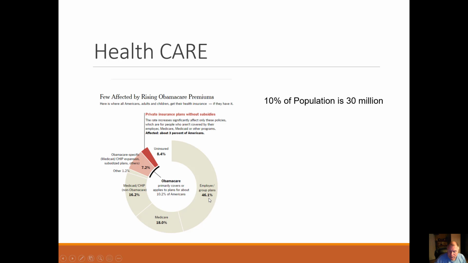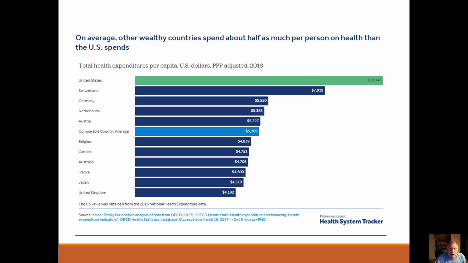When we look at this, 46% of Americans are covered by employer group plans. Medicare, which is for seniors, is 18%. Medicaid, provided by the states, is 16%. Obamacare is about 7.2%. And then the uninsured is still about 8.4%. So you probably have 60 million people that could be negatively affected in the healthcare space.